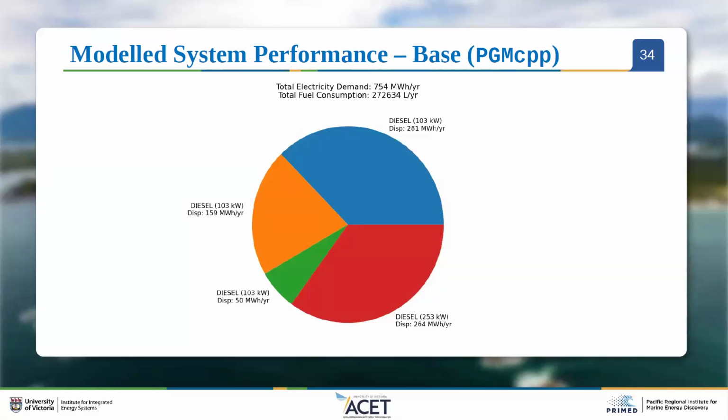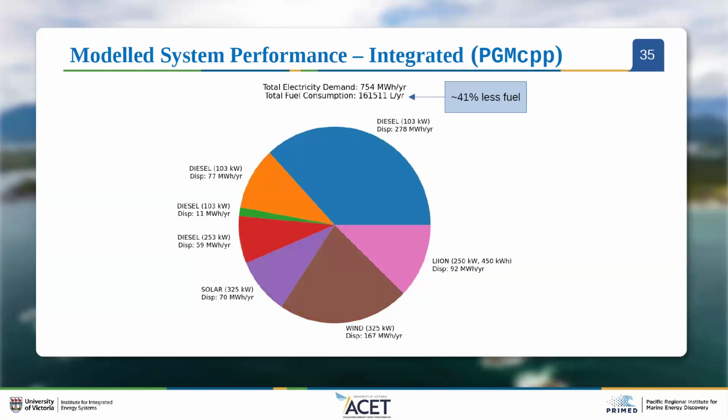So then what happens if we integrate wind and solar and battery storage? So I decided to integrate 325 kilowatts each of solar and wind. So that's about 1.5 times the maximum load or the peak annual load. And then there's a lithium ion battery. Power capacity is set to the max load, and the energy capacity is 2 hours of peak load autonomy. So if we build a system like this, it's showing that we're getting about 41% diesel displacement. So we're using about 41% less fuel in this case.